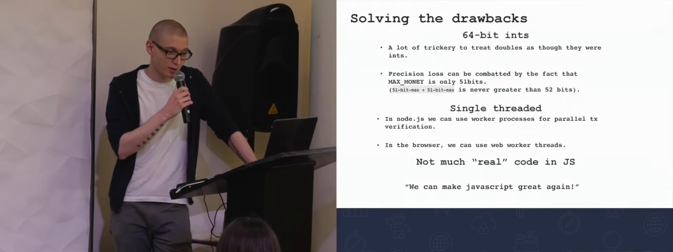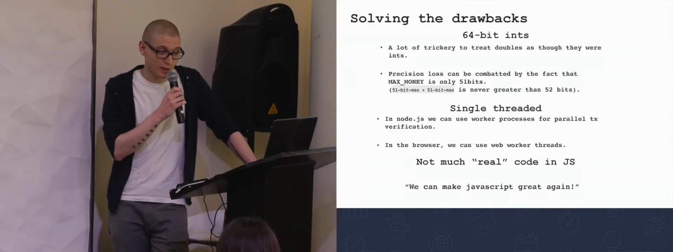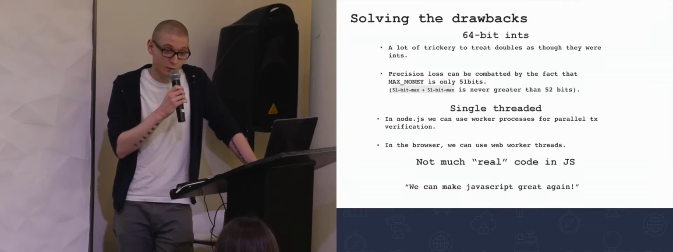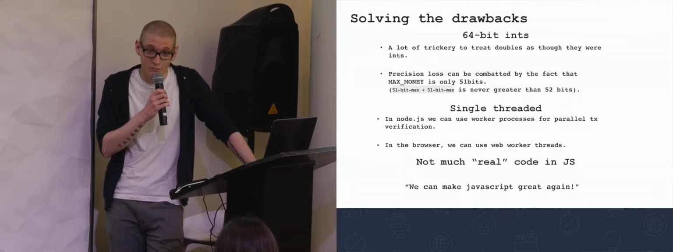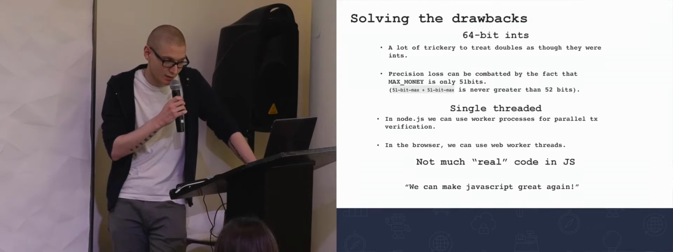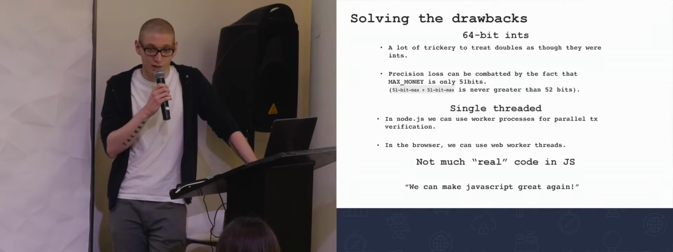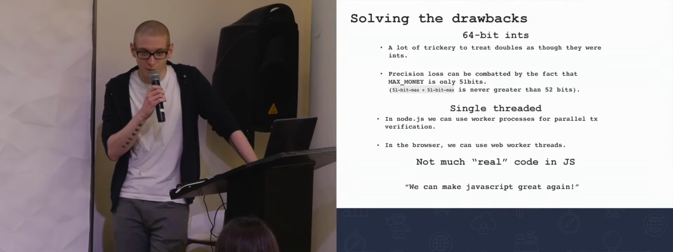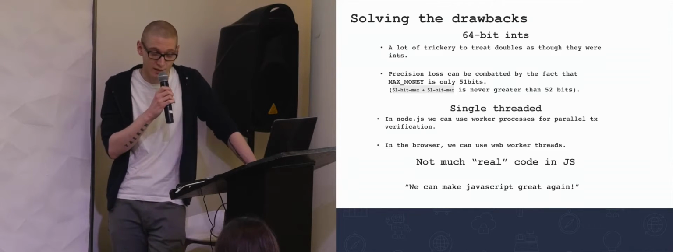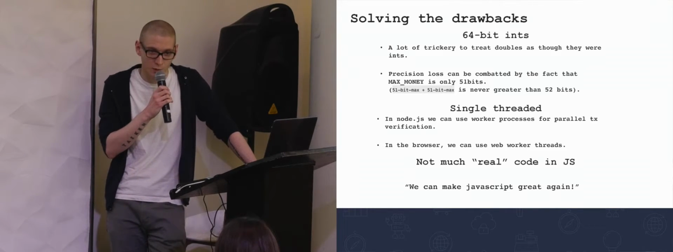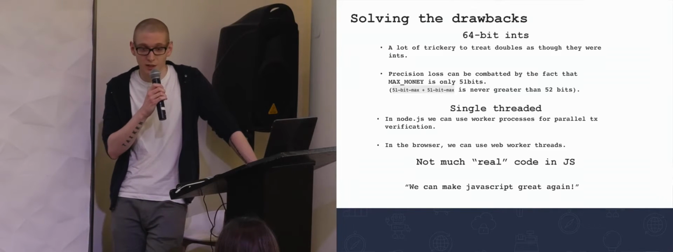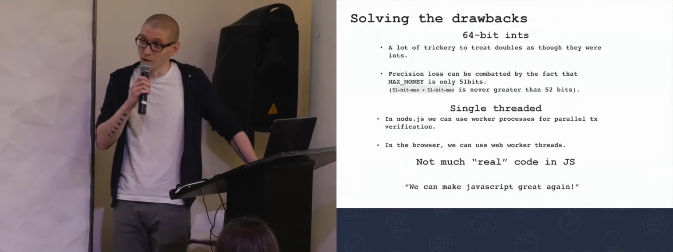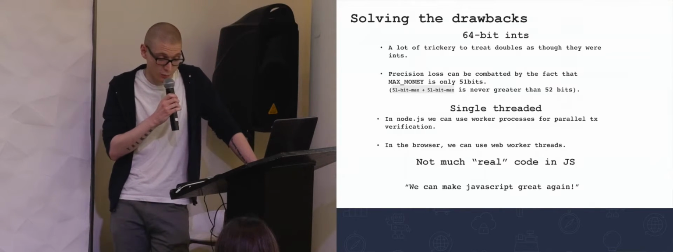We can use a lot of trickery to treat doubles as though they were ints. And it's possible. It's time consuming, but if you know how ints work and you know how doubles work, you can actually make JavaScript behave as if it has ints. And precision loss. So double floats lose precision at 53 bits, which is actually pretty lucky because max money in Bitcoin is only 51 bits. And a 51-bit max plus a 51-bit max, the highest it can be is 52 bits. So we can check for value overflows in consensus code the same way Bitcoin Core does, or the same way any consensus implementation would do.